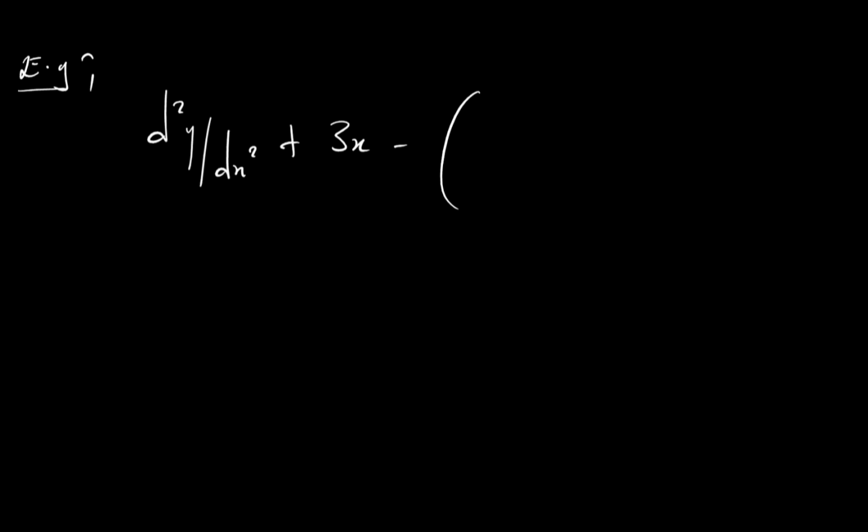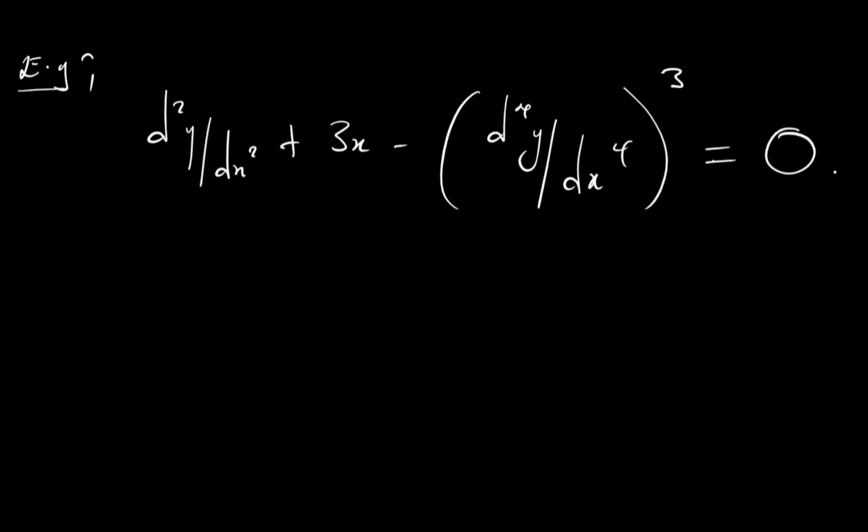So with an example, let's try and find the order as well as the degree. Say you have d squared y over dx squared plus 3x minus open parenthesis d to the fourth y over dx to the fourth close parenthesis raised to the power of 3. And because it's an equation, let's equate this to 0.